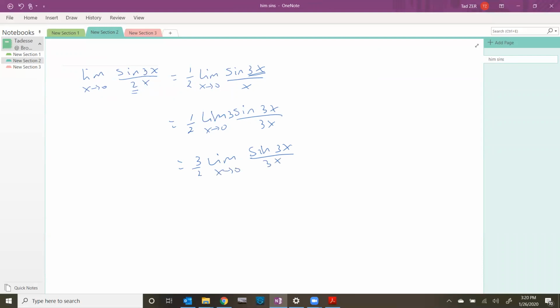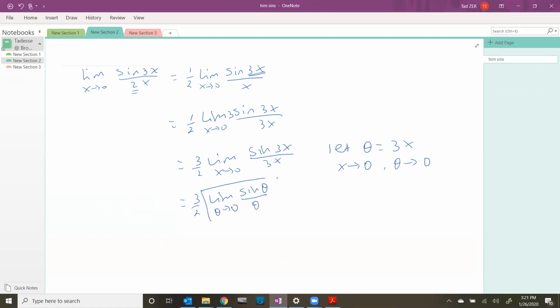Again, here you can use a change of variables. So I would say let theta represent 3x. Now, what happens to theta if x goes to 0? Because theta is 3 times x, if the value of x is approaching 0, theta will be approaching 0. So this can be written as 3/2 times the limit of sine theta divided by theta as theta approaches 0.